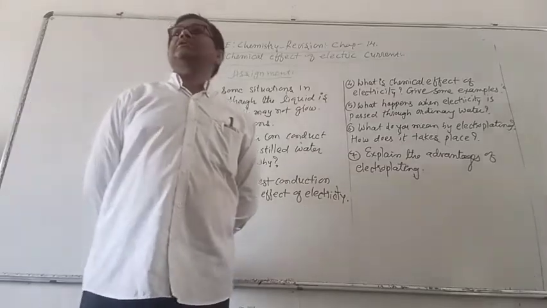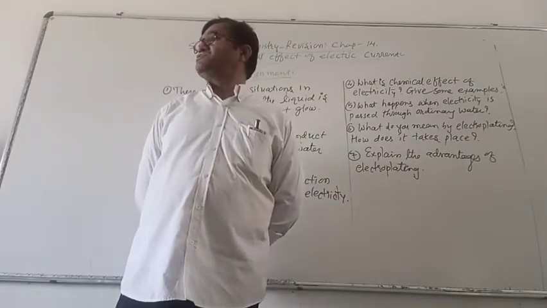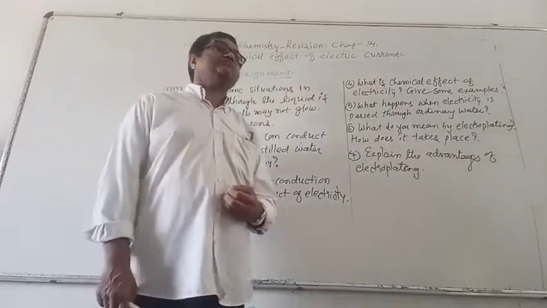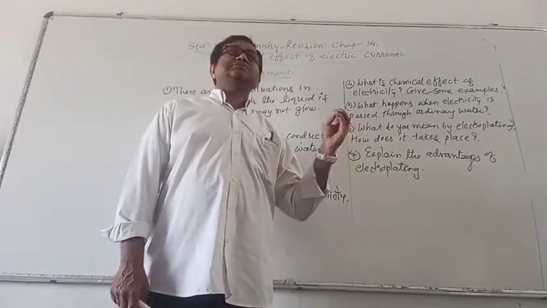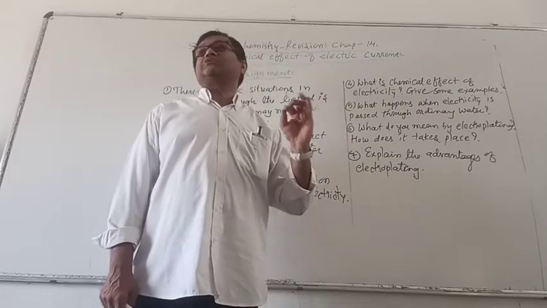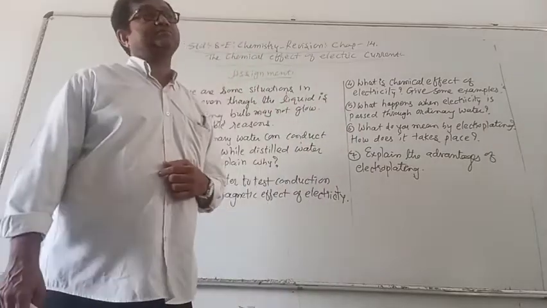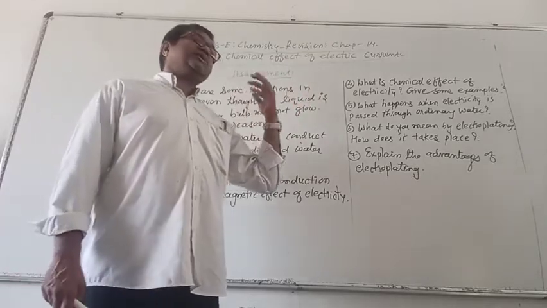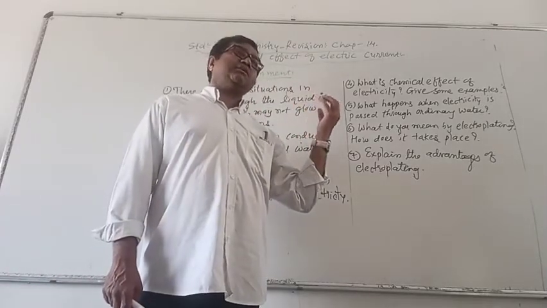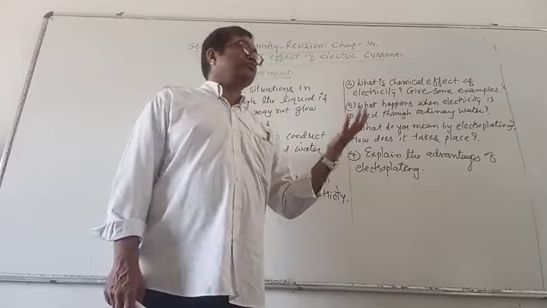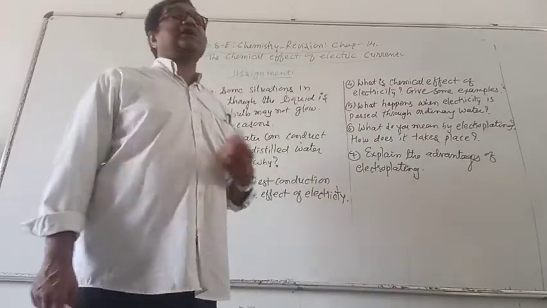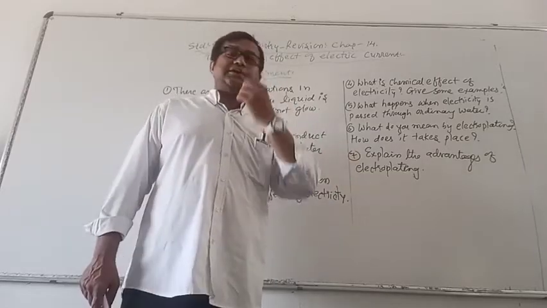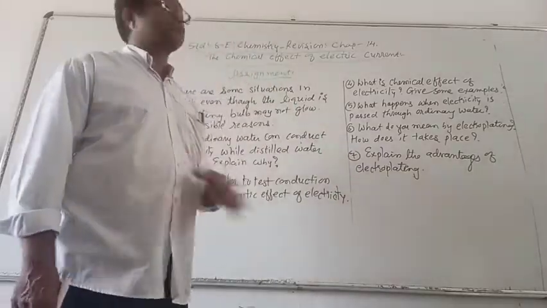We are running with the revision of chapter number 14 in chemistry, that is the chemical effect of electric current. Yesterday in the last session we talked about some questions. Today the remaining questions are there. We will discuss about it and then you will write down as an assignment.